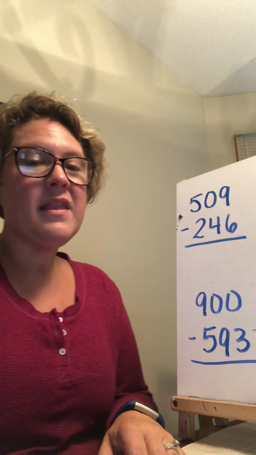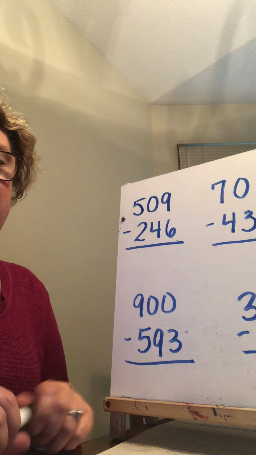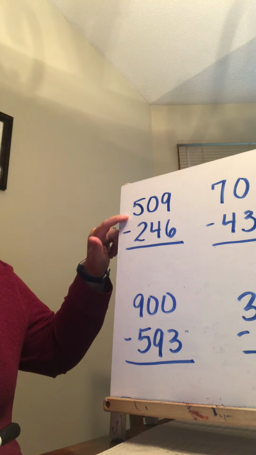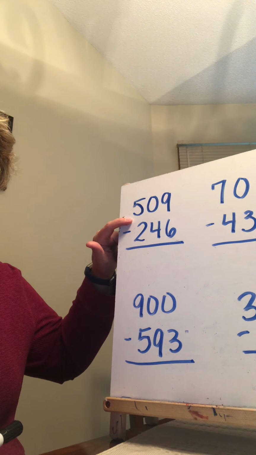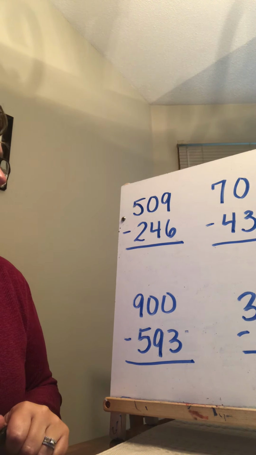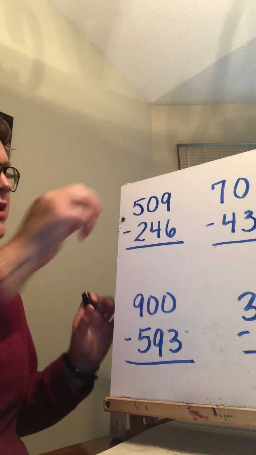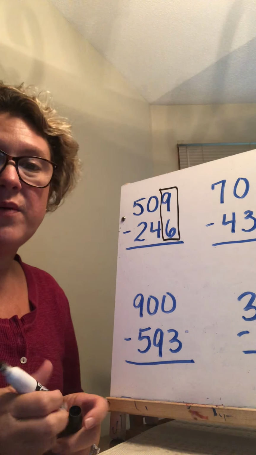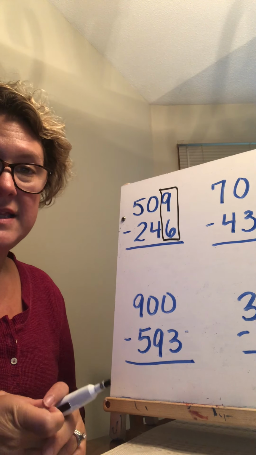Good luck. Boys and girls, for number 1, I have the number 509 minus 246. Again, when we're subtracting, we always want the greater number on top and the lesser number on the bottom. But just because the greater number's on top doesn't mean that that's always going to be the greater number in each place.